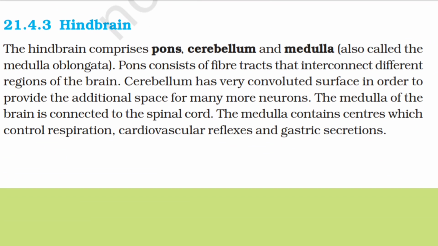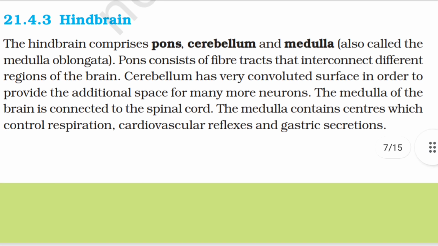21.4.3 Hindbrain. The hindbrain comprises pons, cerebellum, and medulla, also called medulla oblongata. Pons consists of fiber tracts that interconnect different regions of the brain. Cerebellum has very convoluted surface in order to provide the additional space for many more neurons. The medulla of the brain is connected to the spinal cord. The medulla contains centers which control respiration, cardiovascular reflexes, and gastric secretions.